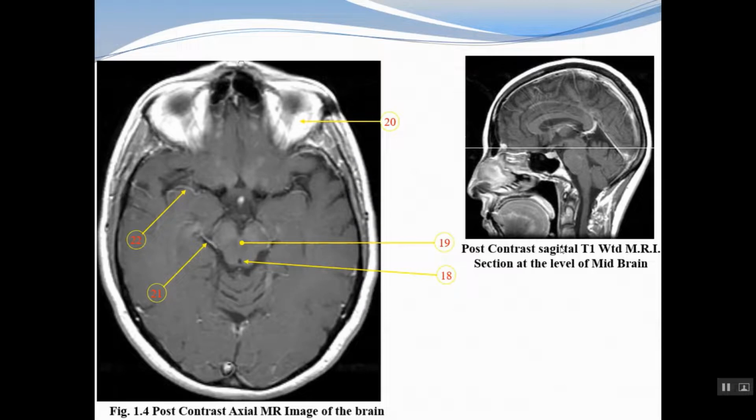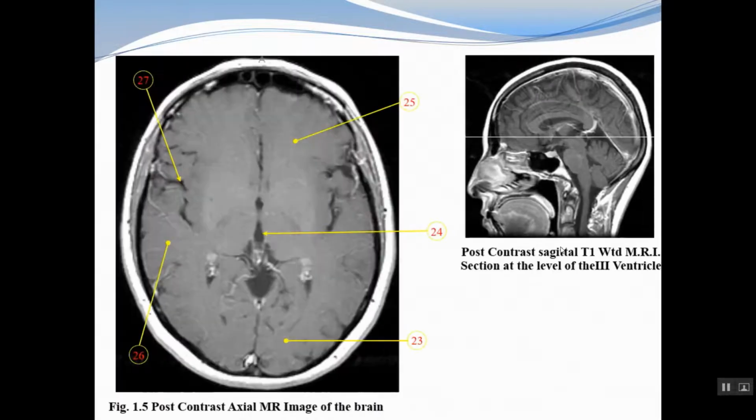This is at the level of the midbrain. We see, first of all, the prepontine cistern, now the aqueduct of Sylvius, and this is the midbrain, the orbit, the middle cerebral artery, the posterior cerebral artery. This is at the level of the third ventricle. You will see the following structures. First of all is the occipital lobe, and this is the third ventricle. This is the frontal lobe. This is Sylvian fissure, and this is the temporal lobe.